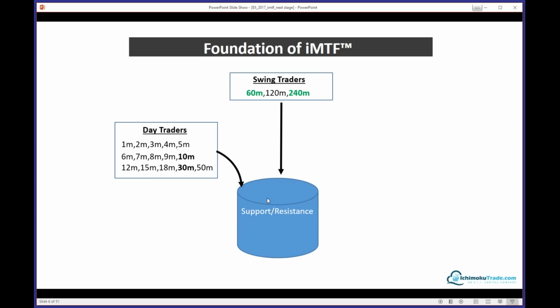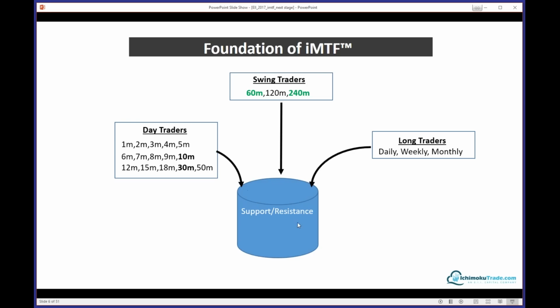The second type of traders we're going to analyze are the swing traders. Our algorithms are going to go for the 60-minute, 2-hour, and 4-hour, and we're going to find the scenarios when all these three time frames have the same support resistance. If they have the same support resistance, then that value is going to go into this bucket here. The third type of trader we have are the long-term traders, trading daily, weekly, monthly. We're going to analyze these long-term traders and see when they have the same support resistance. When they do, that value is going to come into this bucket here.